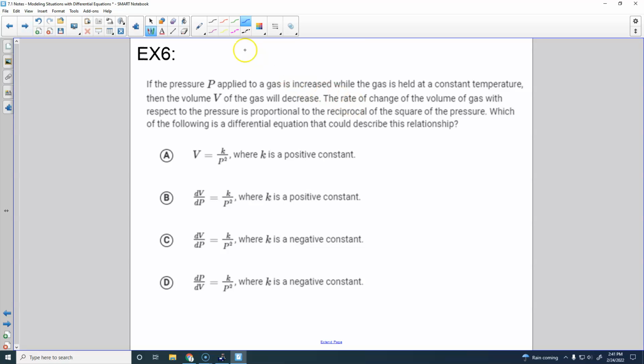So, rate of change of the volume of gas with respect to pressure. So that's dV/dP. I guess they're using a capital P, actually. How do we determine if it's positive? Okay. Is proportional to, so equals K times the reciprocal of the square of the pressure. Reciprocal is going to mean we're doing 1 over P squared.